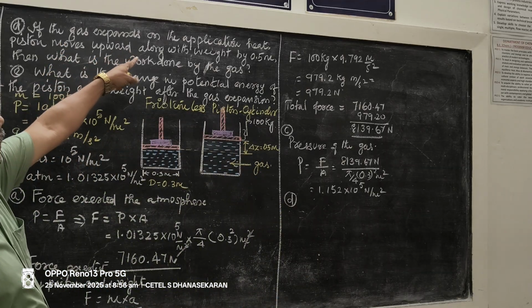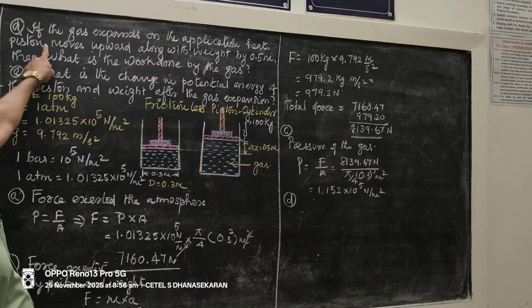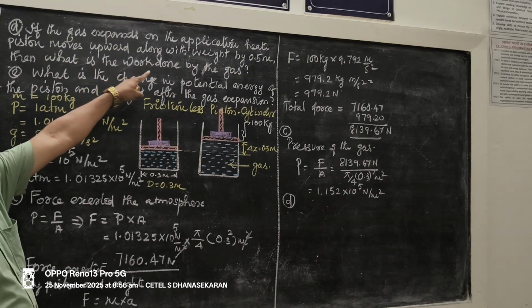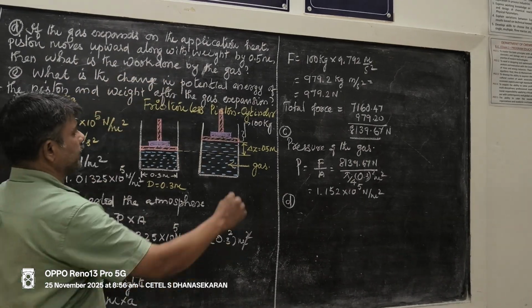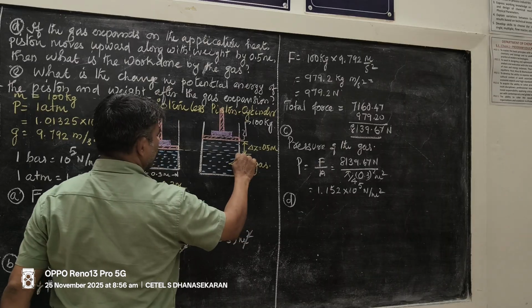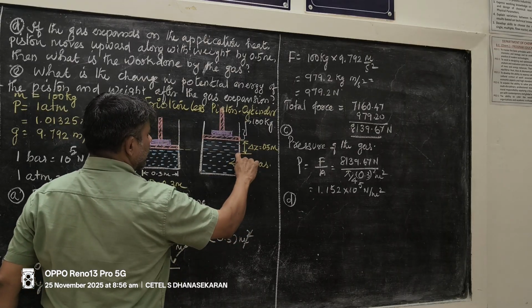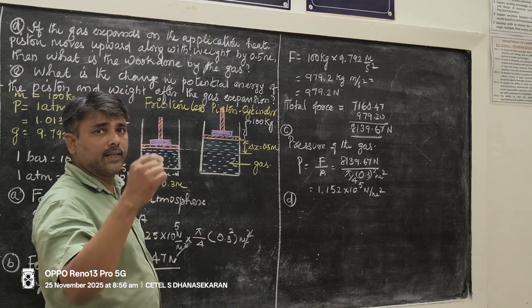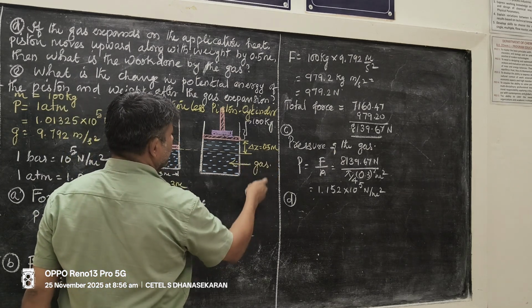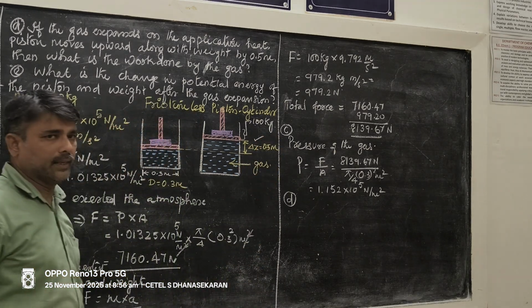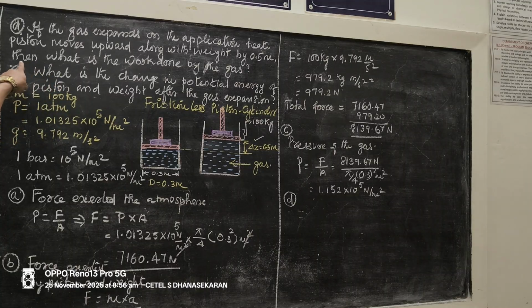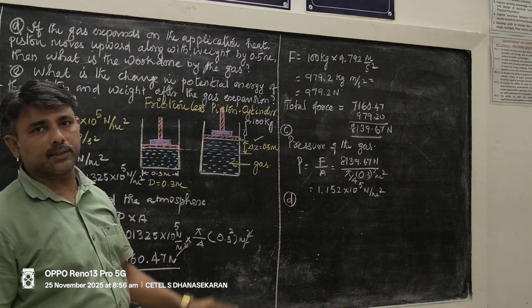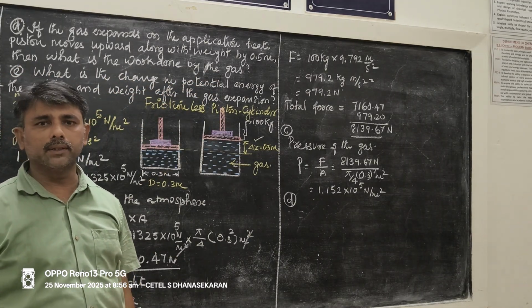If the gas expands on the application of heat, the piston moves upward along with the weight by 0.5 meter from this level to this level. The initial height is unknown. Final height is unknown. The increase in height is given, 0.5. Hence I am writing del Z or dz. Now the question is, what is the work done by the system?